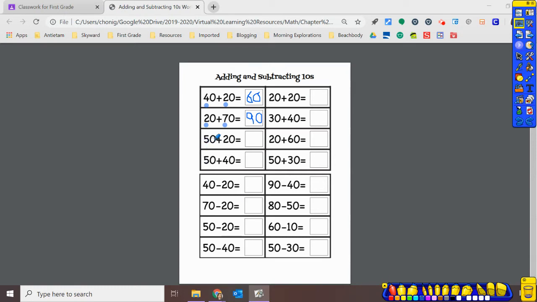Let's do the next one. We have 50 plus 20. So I'm going to put a little dot under my first two numbers. 5 plus 2. What's 5 plus 2 more? Let's count on. Here we go. Hold up your fist and say 5. Now count on 2. 6, 7. So my first digit is 7. And then I have to remember to add the 0 to make it 70.